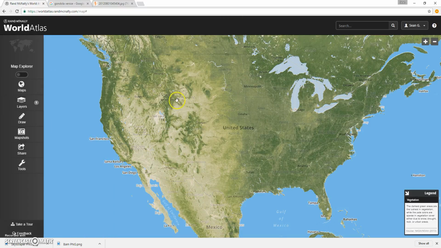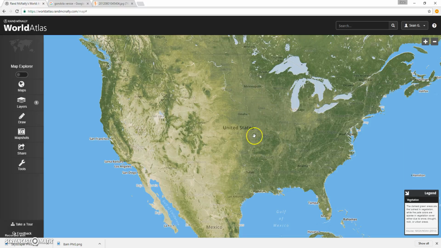And the legend for this layer over in the right hand corner basically says that where you see dark green on this map, these are areas where there's going to be a lot of vegetation. It's a lot of rain. The temperature is good for plants to grow. Maybe not all year, but for a lot of the year.